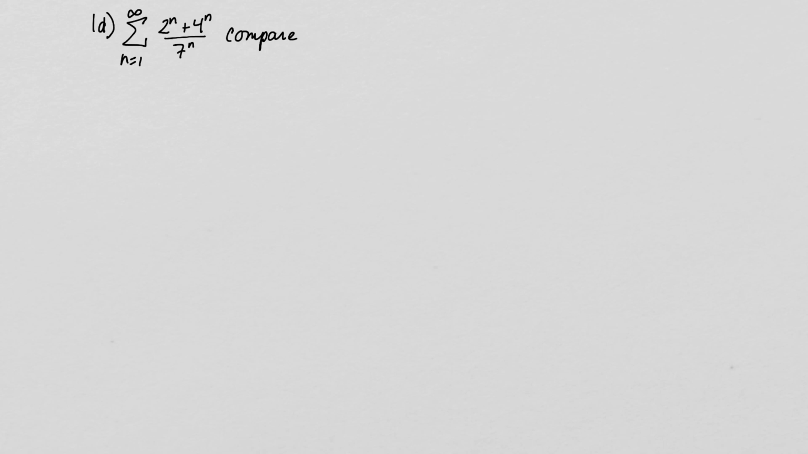If you use my rule of thumb, we'll try comparing it to the biggest thing on the top and the biggest thing on the bottom. The biggest thing on the top is a 4 to the n. The biggest thing on the bottom is a 7 to the n. So this is really the summation n equals 1 to infinity of (4/7) to the n power.